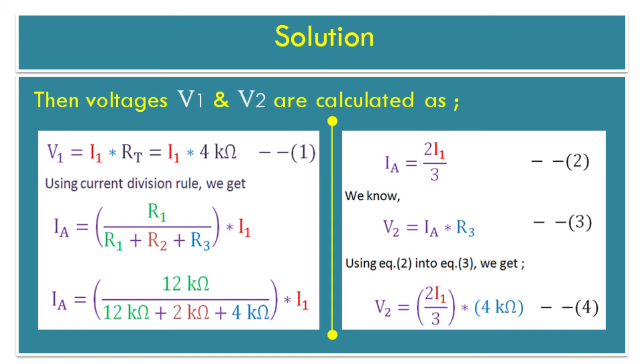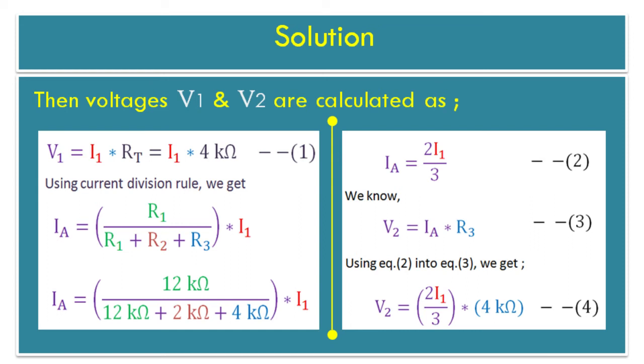Now refer the previously studied network diagram. Let's obtain current IA using current division rule. We get current IA is equal to resistance R1 divided by resistance R1 plus resistance R2 plus resistance R3 into current I1. Let's substitute resistance R1 is equal to 12 kilo ohm, R2 is equal to 2 kilo ohm, and resistance R3 is equal to 4 kilo ohm. After simplification, we get current IA is equal to 2I1 upon 3, which is given by equation 2.